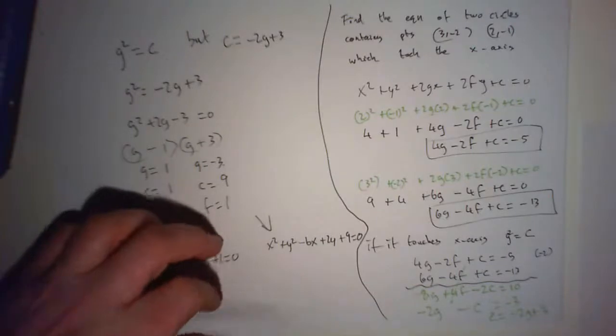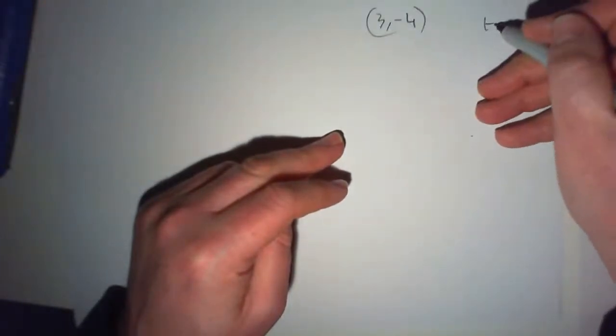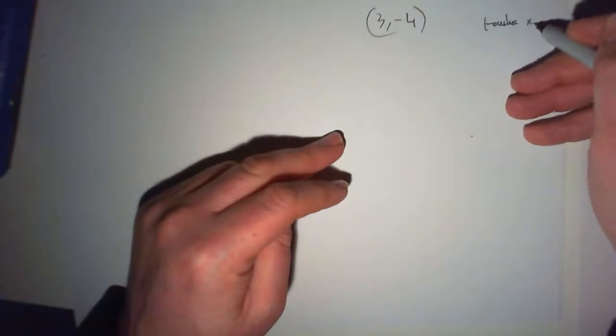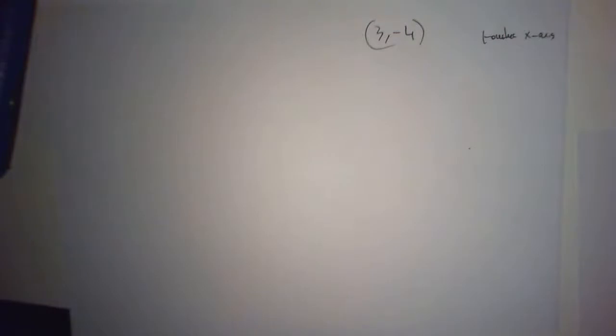Right, we'll try one more. Very quick, very simple one. Okay? So we'll just go. Center is 3 and minus 4. And it touches the x-axis. Okay. So that's all we've got to go on. We're going to do a 3, 2, 1, and we're going to do this super duper quick. Okay. 3, 2, 1, go.